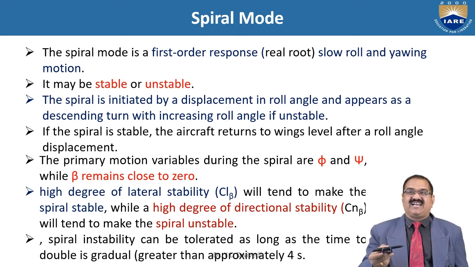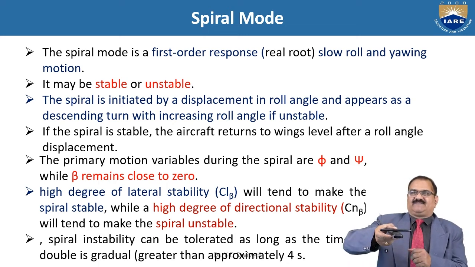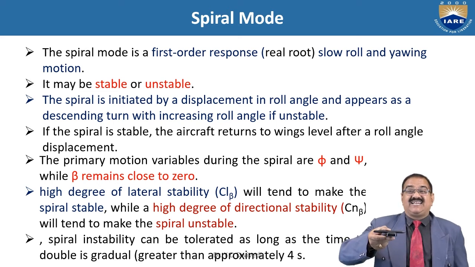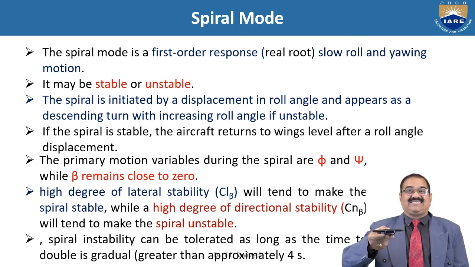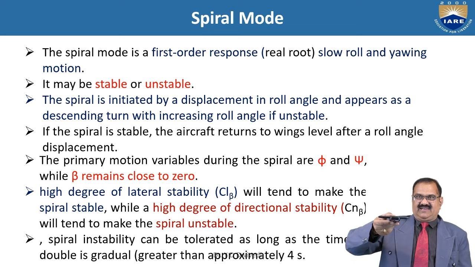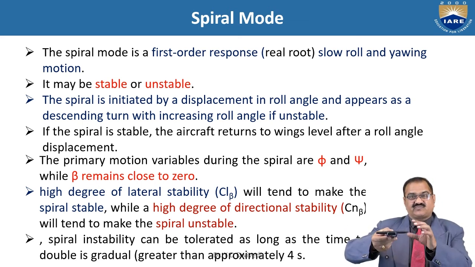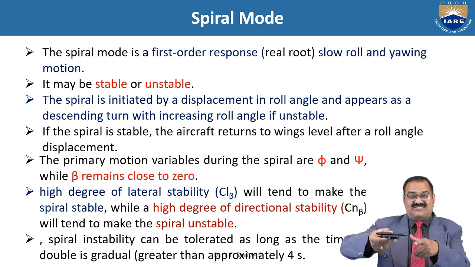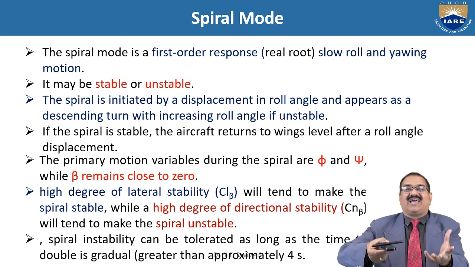The spiral is initiated by a displacement in roll angle. It means if you take this aircraft and you roll it, it appears as a descending turn with increasing roll angle if unstable. So the spiral is initiated by a displacement in roll angle and appears as a descending turn. So it will appear like this. The aircraft will try to descend and start turning also. You have given only the roll, but due to this roll, it is trying to yaw as well as increasing this phi, or the roll angle.